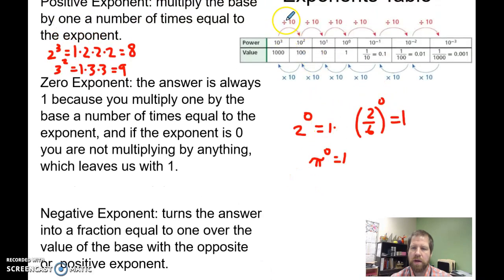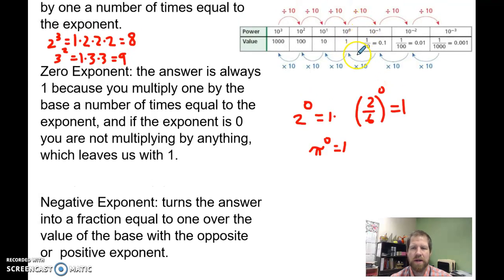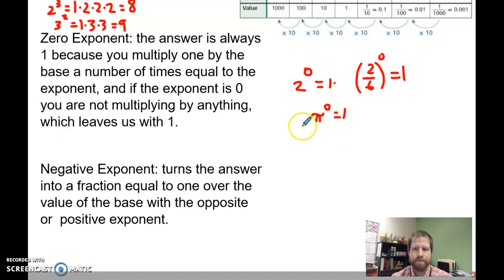So we saw from our table that every time we decrease our power, we are dividing by 10. That has the same effect. It's just the opposite of increasing our power and multiplying by an extra base, because our base doesn't have to be 10. It's just for this table it is. So when we get to 0, we're down to 1. When we go down again, we're going to end up with a fraction, because we basically have 1, and then we're dividing by that base again.